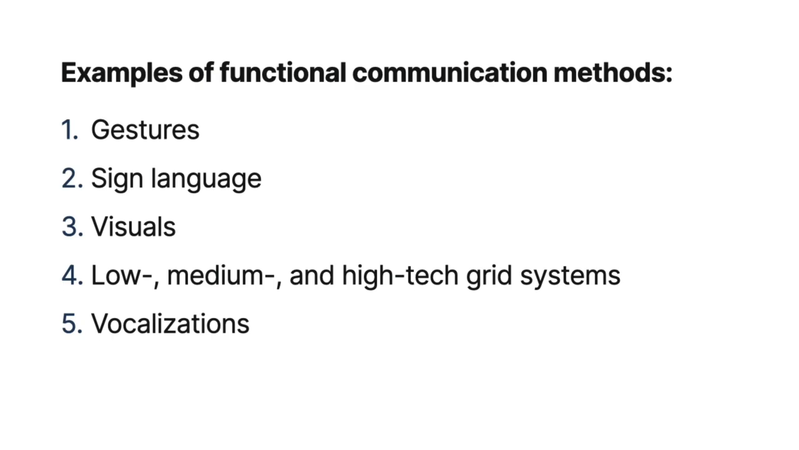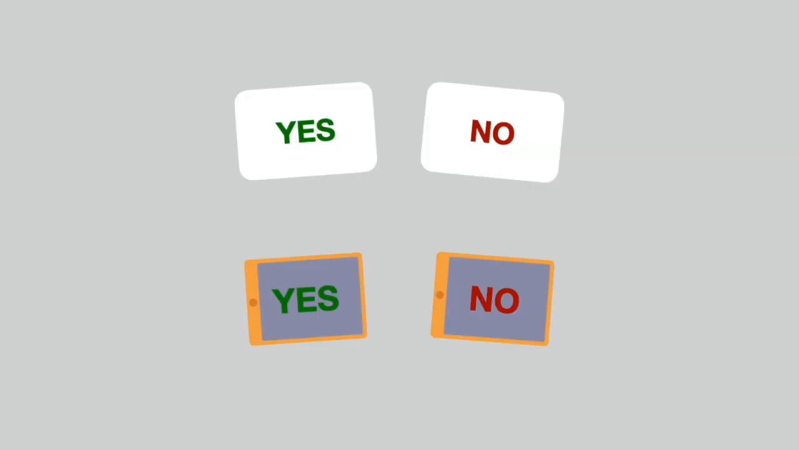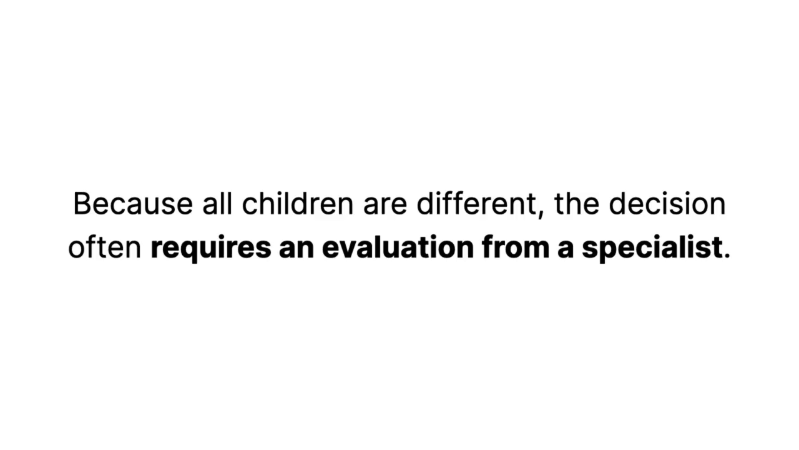Functional communication methods include using gestures like pointing or nodding, sign language, visuals, low, medium, and high-tech grid systems, and vocalizations. Using visuals and the grid systems all require knowing the meaning for symbols and using the symbols to communicate needs. As is stated here, the systems run from simple visuals like yes and no cards, low-tech to high-tech. As previously stated, all children are different, and different systems will work best for each child. This decision often requires an evaluation from a specialist, such as a speech and language therapist.